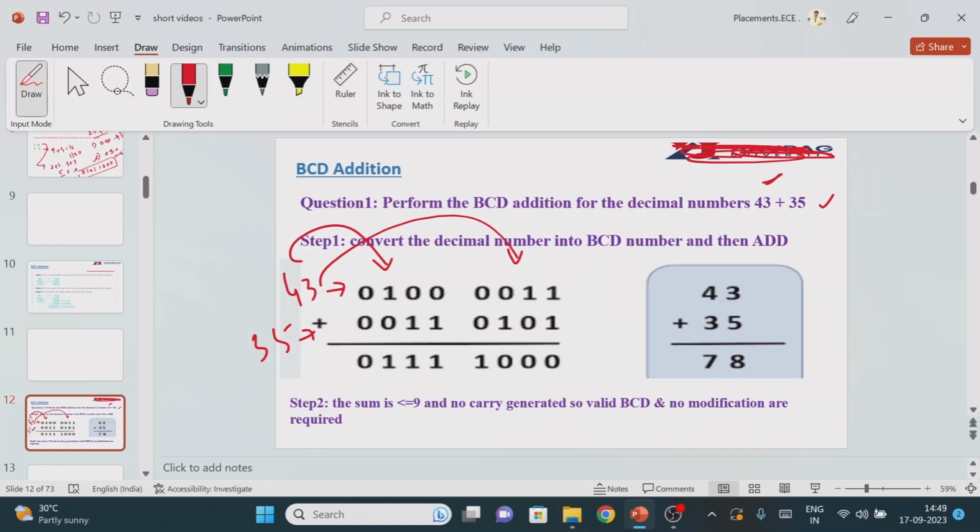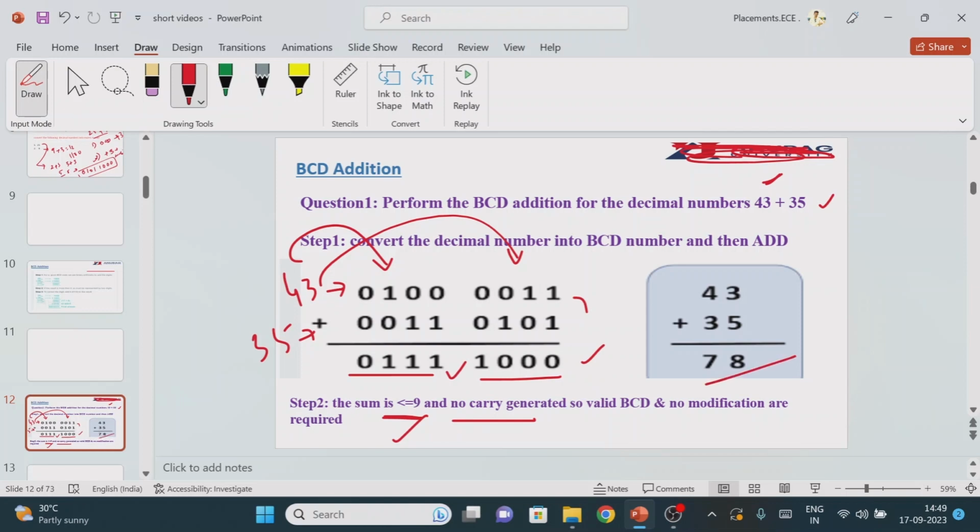Then you need to perform the addition operation, right? So this is the result. The first sum is less than or equal to 9, no carry is generated, which means it is valid. And the second sum also is less than or equal to 9, no carry generated, so it is valid.